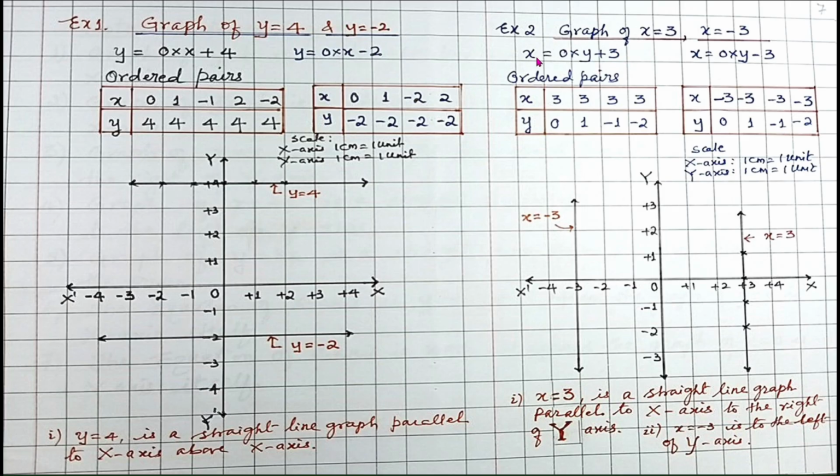Okay, and then for different values of x and y, find the ordered pairs. Now if I put y is equal to 0, x is equal to 3; y is equal to 1, x is equal to 3; y is equal to minus 1, x is equal to 3; y is equal to minus 2, x is equal to 3. Now draw the graph with these ordered pairs with a suitable scale.